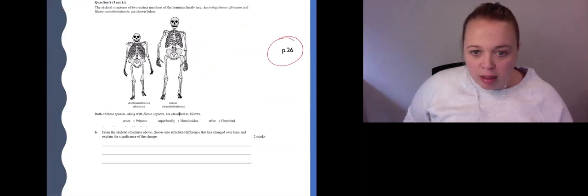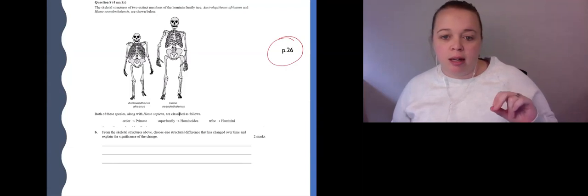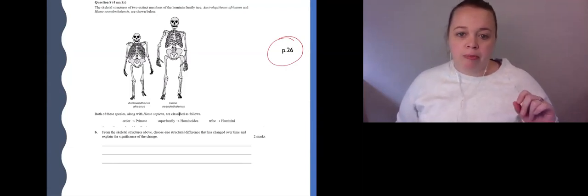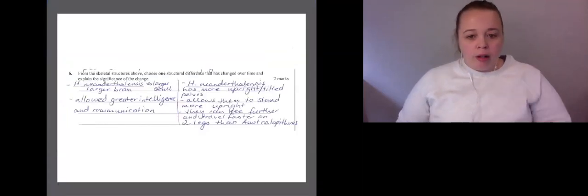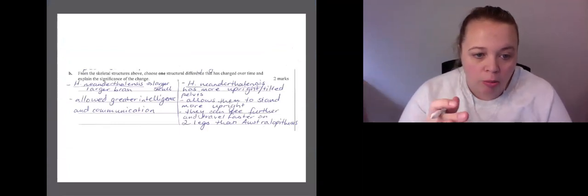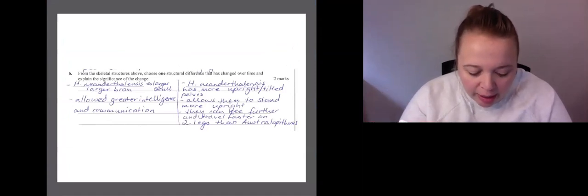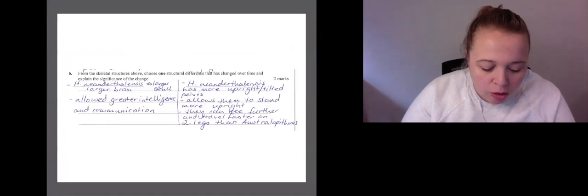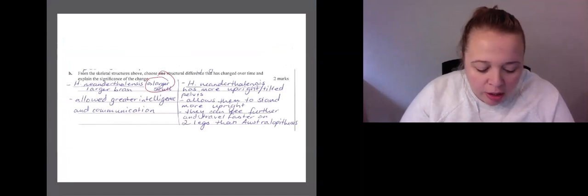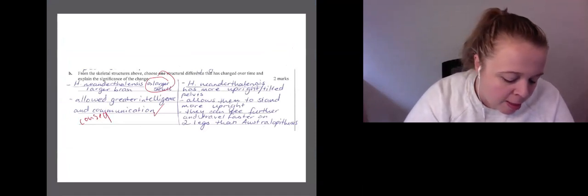Take a pause, try and answer the question, and then in 3, 2, 1, I'm going to give you the answer. 3, 2, 1. All right, this came from a sample exam, so we're going to go through them. So one structural difference, and we have to kind of highlight the significance of that change. So you could say that the Neanderthals had a larger skull, which allowed greater intelligence and communication. So here is my consequence, and here is my feature.